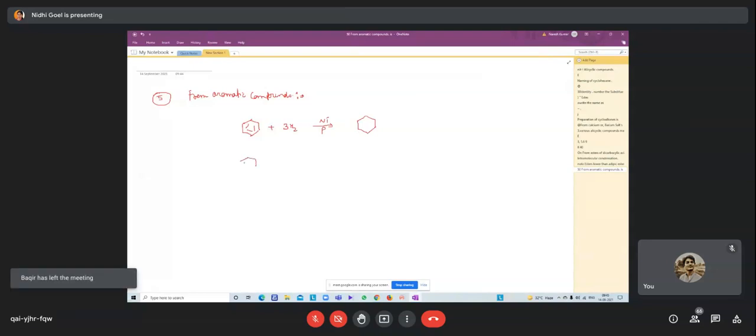Another, if we are using phenol in presence of nickel under pressure, catalytic hydrogenation, same, cyclohexanol is formed. So this is cyclohexane, this is cyclohexanol. Okay, so this is the simple method of preparation from the aromatic compounds.